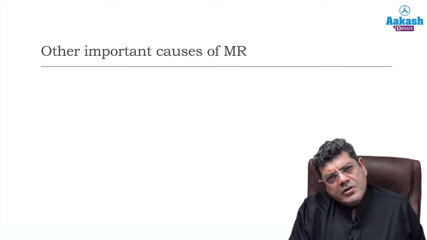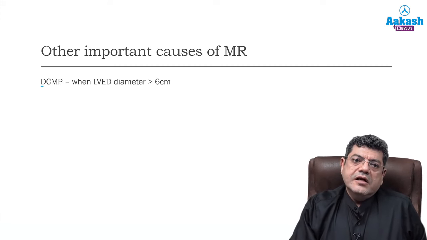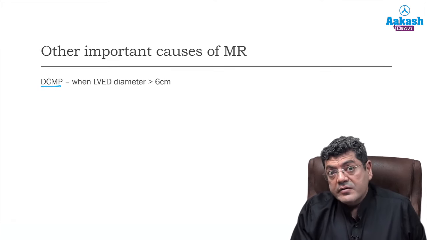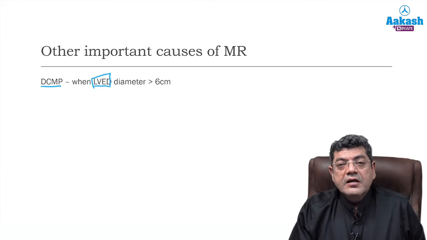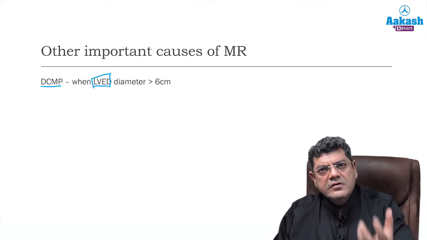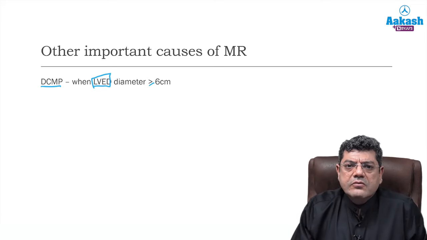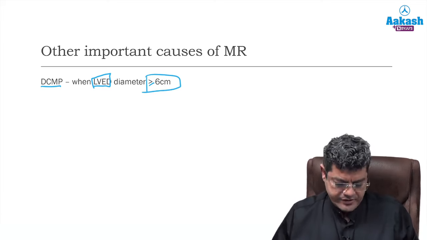What are other important causes of MR? This is very important for your exam. So, DCMP, dilated cardiomyopathy, because the annulus gets stretched, and when does it become important? When the end diastolic diameter of the left ventricle, after it's received the full venous return it is supposed to receive, is more than or equal to 6 centimeters, it will start to cause significant mitral regurgitation.